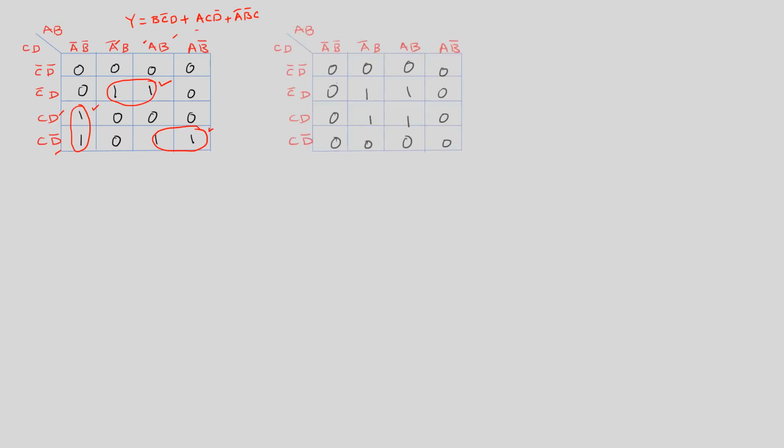Let us see the second one. If you see the K map here, these four ones are adjacent to one another, so we can form the quad. So the answer for the quad is written like this.